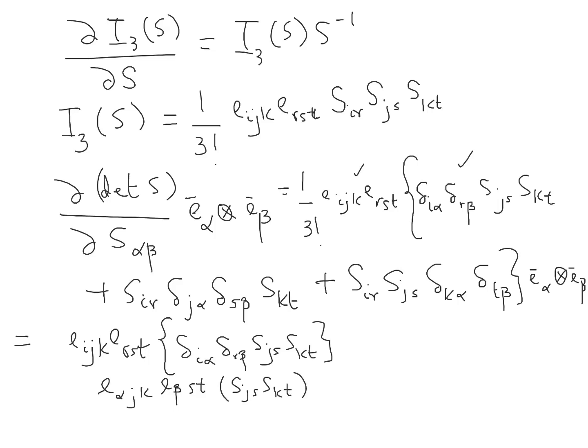Okay, so that's the first one. Now let's do the second one. EIJK, ERST into SIR, conical delta J alpha, conical delta S beta, SKT.